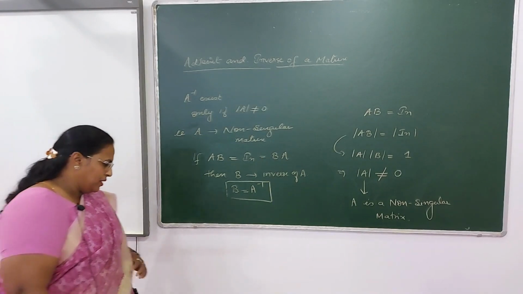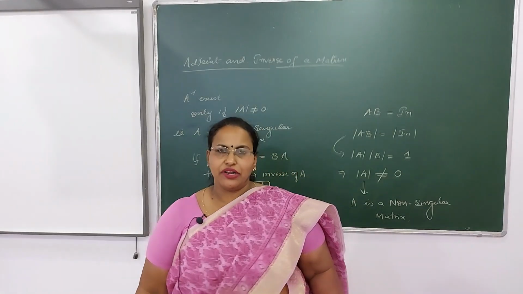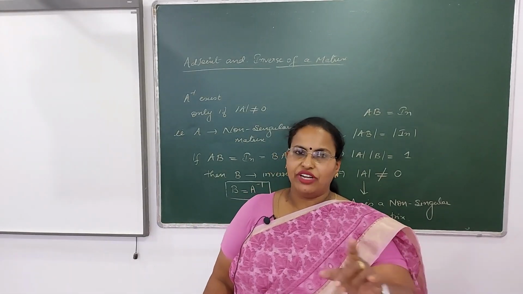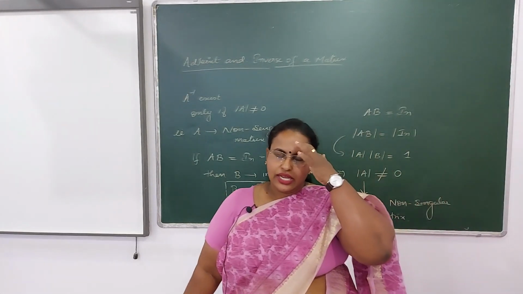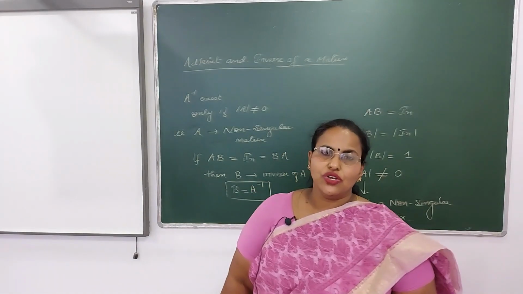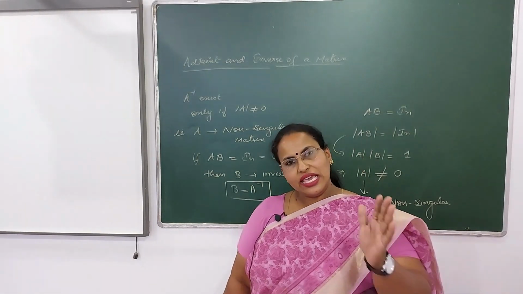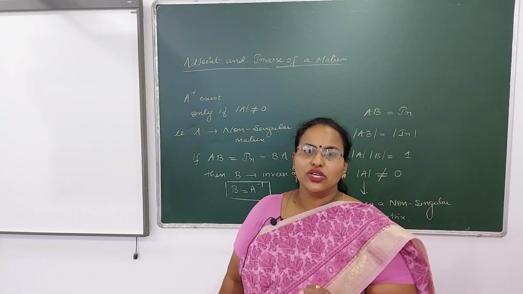I hope you are able to understand the condition. Or you can say, if A is a square matrix of any order, then the matrix A is invertible only if it is non-singular. And the condition for non-singular is, if the determinant of A is not equal to 0, then the matrix is called non-singular. So for the existence of inverse, a matrix should be non-singular.